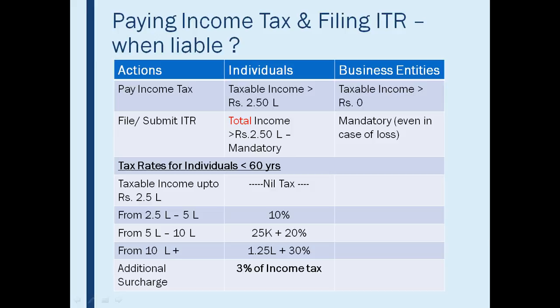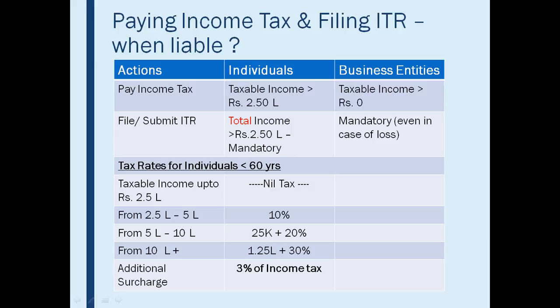Now for the business entities, there are a lot of various tax rates, but primarily they pay income tax when their taxable income is greater than 0. And for them, income tax return is mandatory. So even if you are having a loss, you have to file the income tax return for a business entity, which is basically the partnership firm and limited companies and that part. So we are not touching that part right now, because this presentation has been made from the viewpoint of a very common layman, that is an individual.